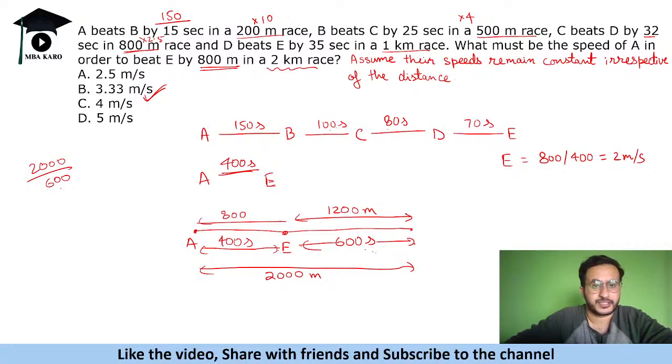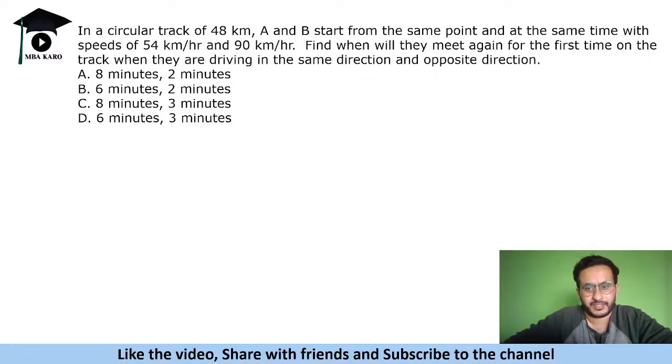Alright, so let's see the next problem that is based on circular race. In a circular track of 48 km, A and B start from the same point at the same time with the speeds of 54 km per hour and 90 km per hour. Find when will they meet again for the first time on the track when they are driving in the same direction and opposite directions.